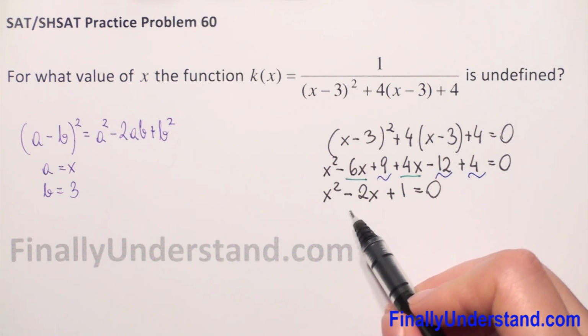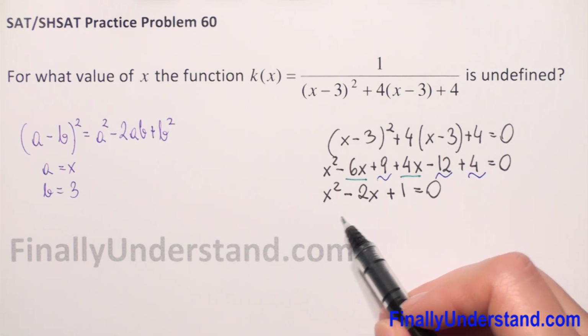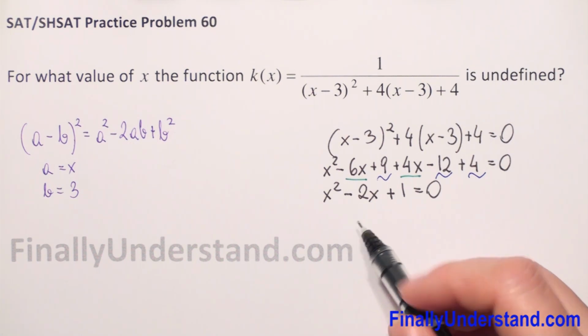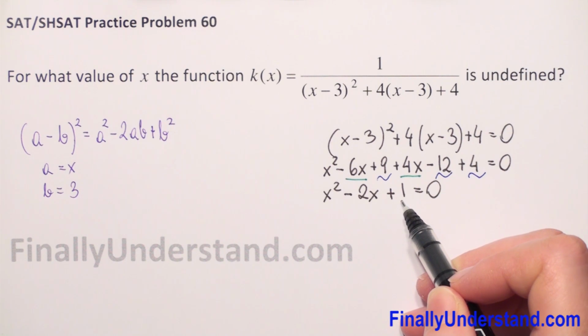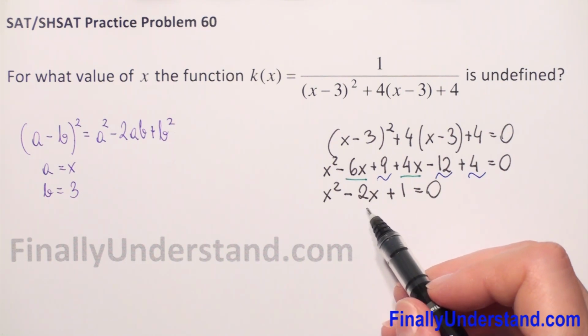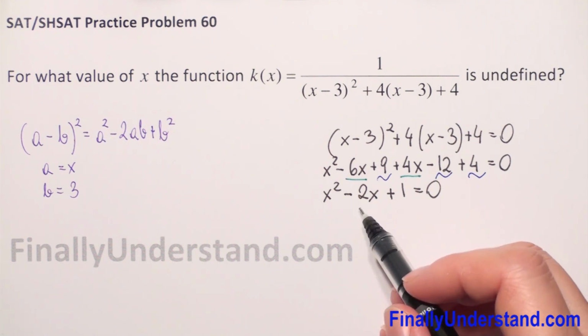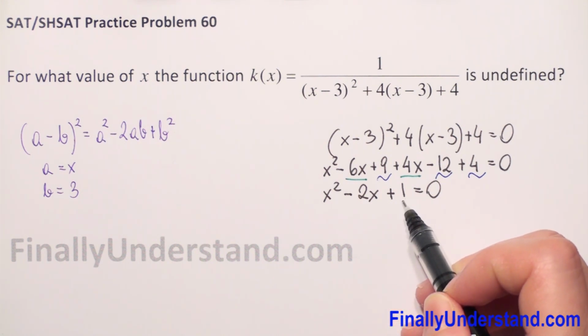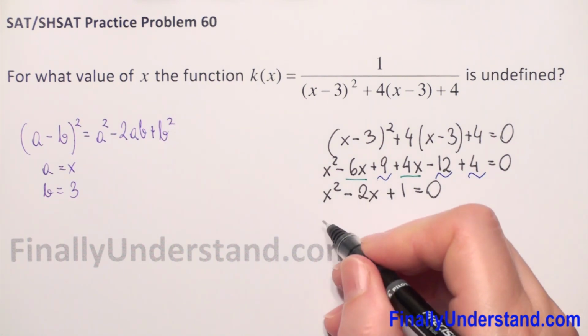We got quadratic equation. How we solve this equation? First, we always check if we can factorize this. So we have to check if we can find two numbers which we multiply and we will get 1, and when we add these two numbers we will have negative 2. So it will be negative 1, because negative 1 times negative 1 will be 1, and negative 1 plus negative 1 will be negative 2.